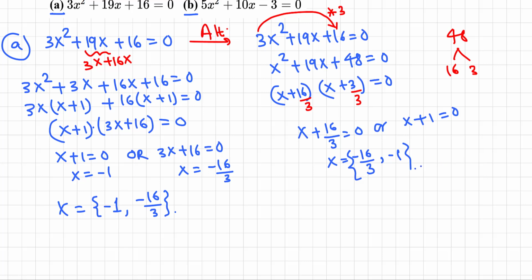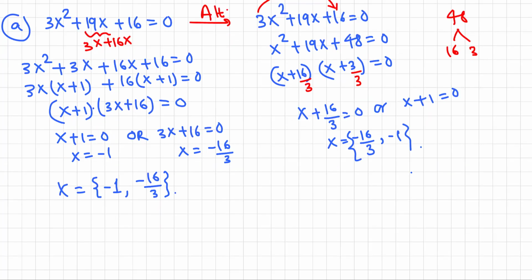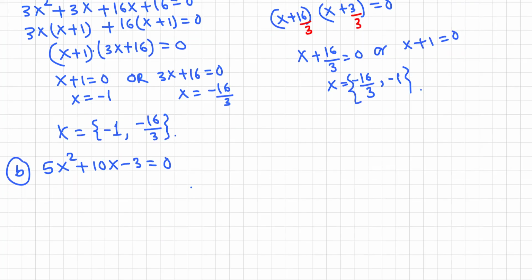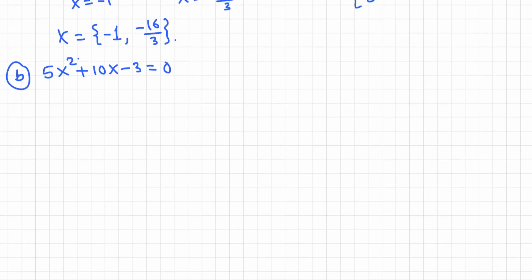Okay, let's do part B. So we got 5x squared plus 10x minus 3 equals 0. We got a trinomial on the left, so we try to factor this one. If it factors, we are done. Otherwise, we need to go for the quadratic formula.